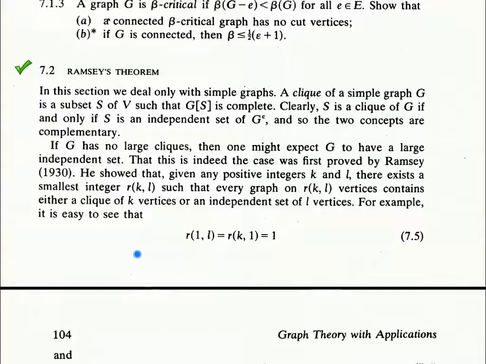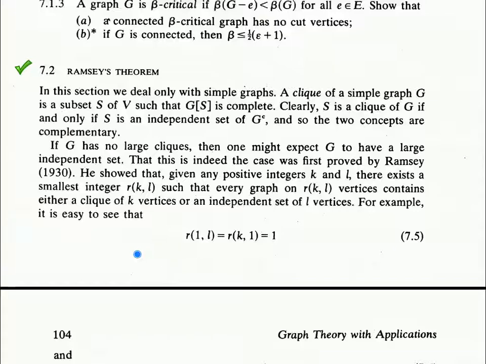On the other hand, if you have R(K,1), why is it 1? So, either a clique of K vertices or an independent set of 1.